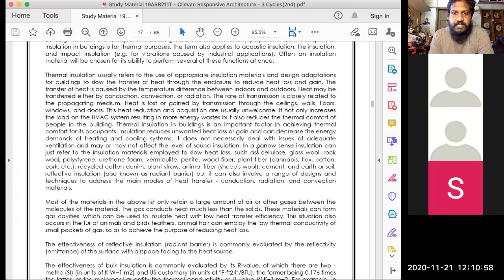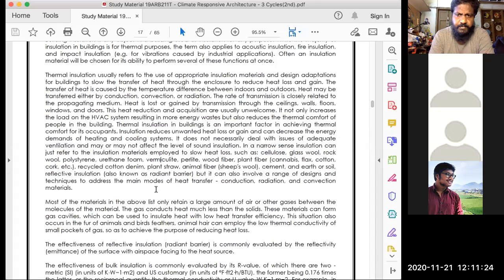Now, the various types of materials which are used in insulation are cellulose, glass wool, rock wool, polystyrene, urethane foam, vermiculite, perlite, wood fiber, plant fiber, recycled cotton, denims, plant straw, animal fiber, cement, earth or soil, or any other reflective surface. All of these can be added as an insulating material between surfaces.